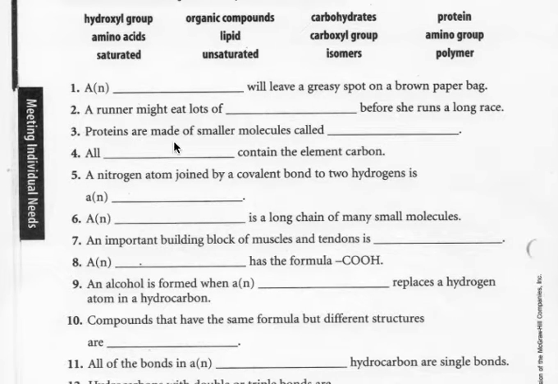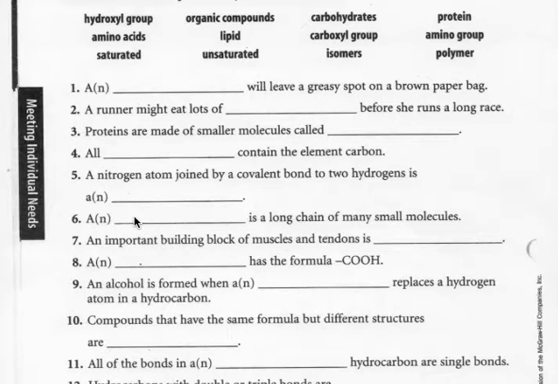Number 3, proteins are made of smaller molecules called amino acids. Amino acids are the building blocks of proteins. Number 4, all blank contain the element carbon. Organic compound was the dead giveaway there. If something is organic, it has carbon, which means it's a lot of times a living material. Number 5, a nitrogen atom joined by a covalent bond to two hydrogen atoms. We describe that as an amino group, not an amino acid. An amino group has a nitrogen and hydrogen attached to it, two hydrogens in fact.